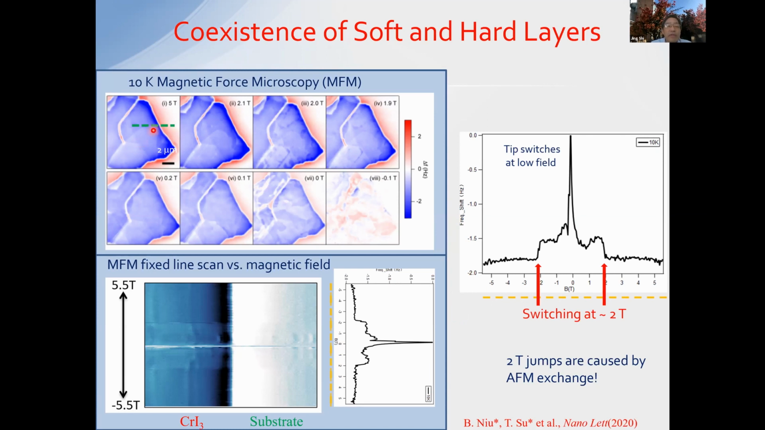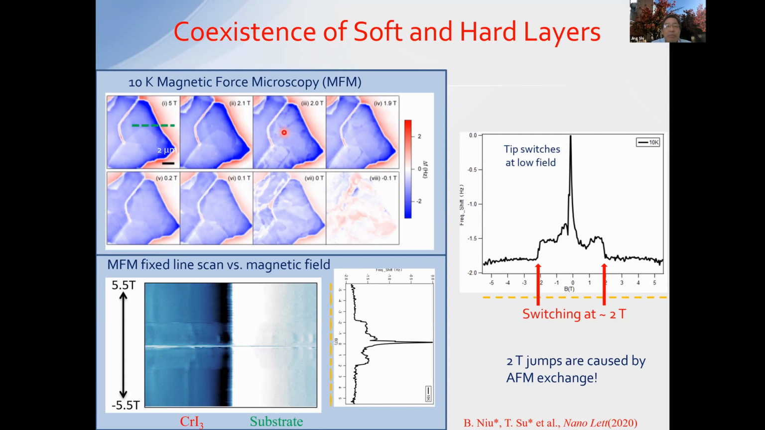So this piece is a flake of chromium triiodide. We perform the experiments at 10K. With 5 Tesla, we have a relatively uniform contrast. This dark, a very bright line, probably it's geometric. There's a defect, maybe some step between these two parts. When we decrease the field, especially around 2 Tesla or so, we see a lot of small regions with contrast, right?